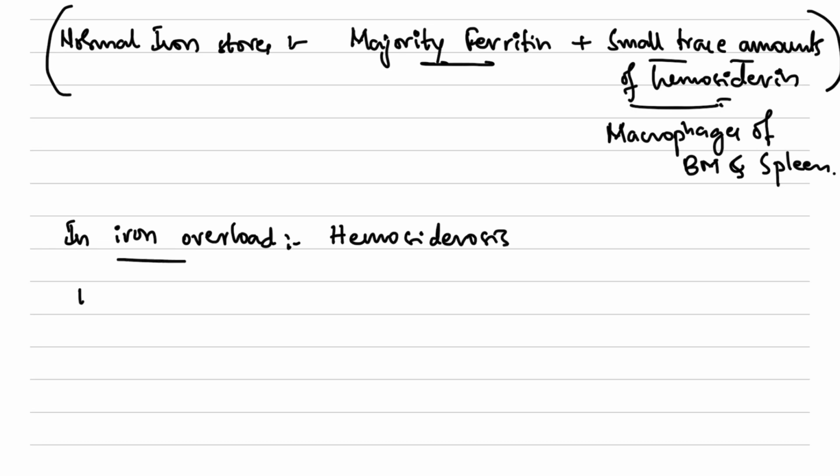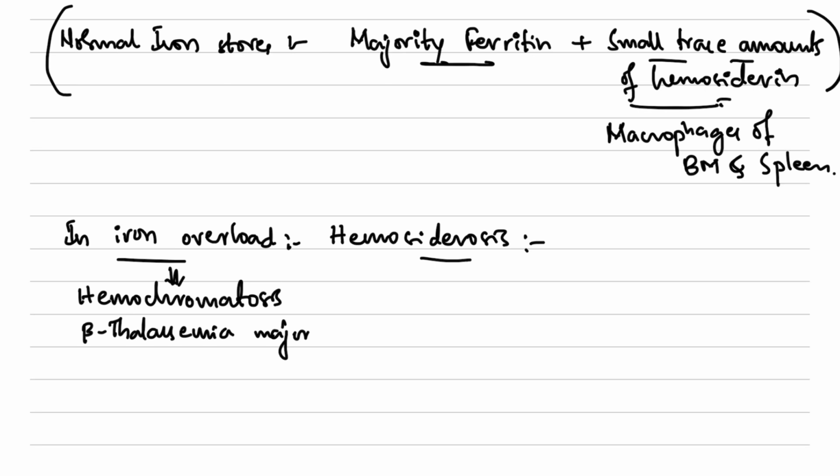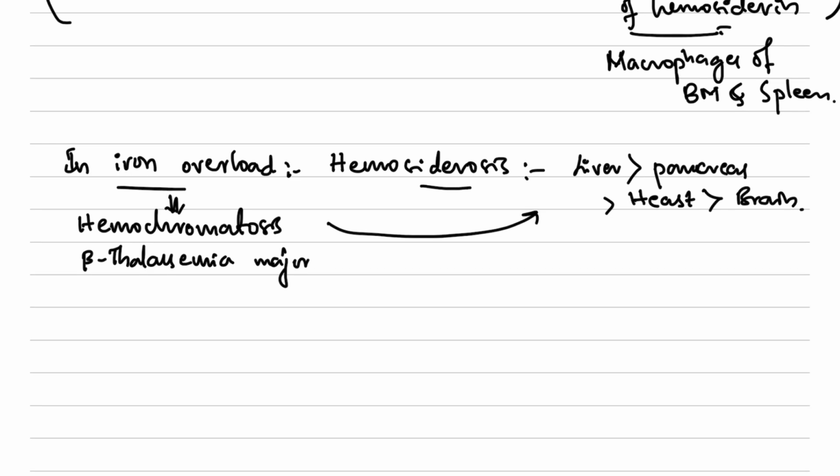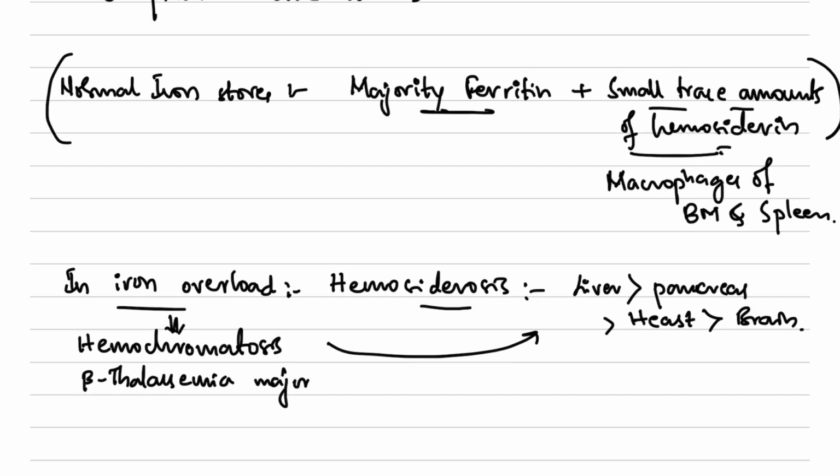What are the iron overload conditions? Hemochromatosis, then the beta thalassemia major. Okay, these are all the iron overload conditions. This leads to hemosiderosis, and this deposition will be seen in the liver, followed by pancreas, followed by heart and brain. Okay, these are all the complications of hemochromatosis, and for further details of hemochromatosis we will have a separate video on that. So this is what happens in the iron overload conditions.